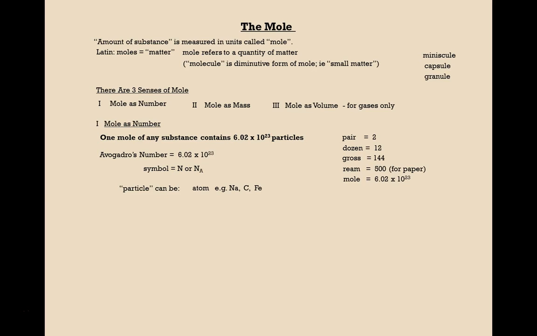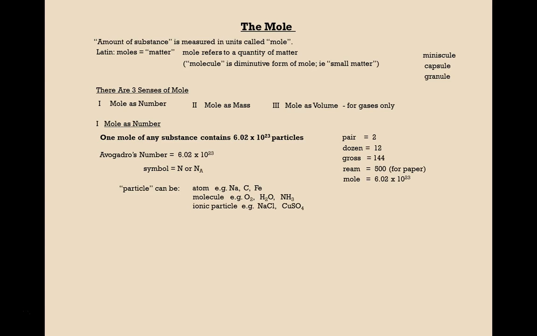Now let's look at the word particles again, because it can be one of three things. It can be an atom, so for example elements like sodium, carbon, iron, they're all individual atoms. They're held together in clumps by electrical forces. We have molecules like oxygen, water, and ammonia. They are discrete little compounds that have their own boundaries, and they're held together within by covalent bonds.